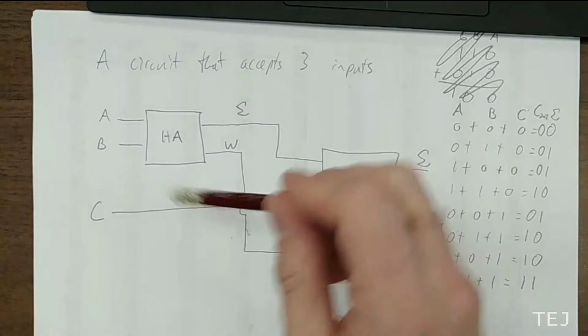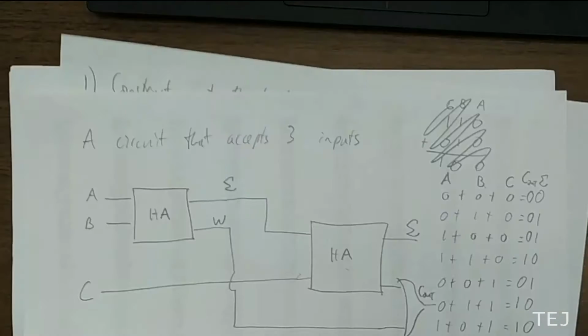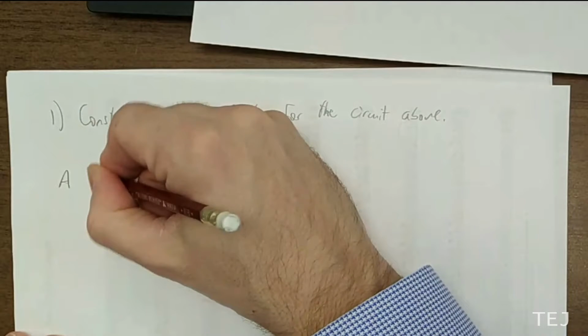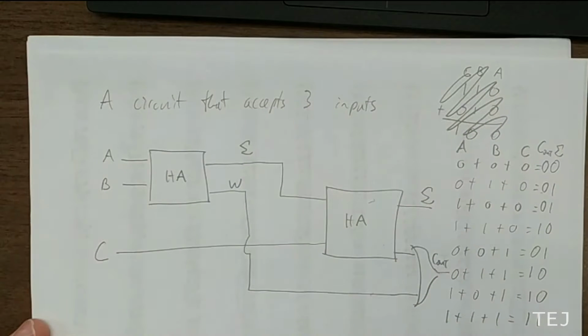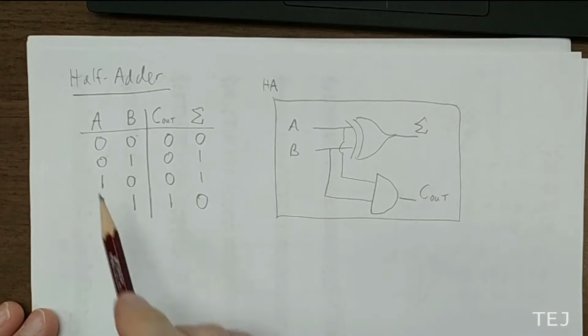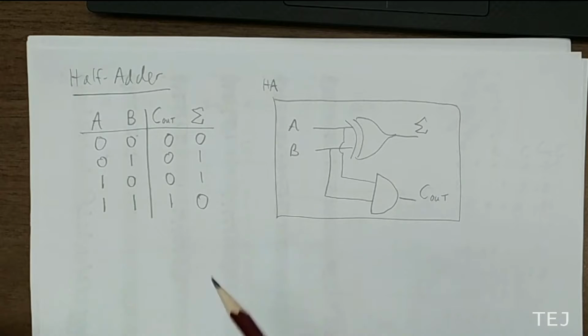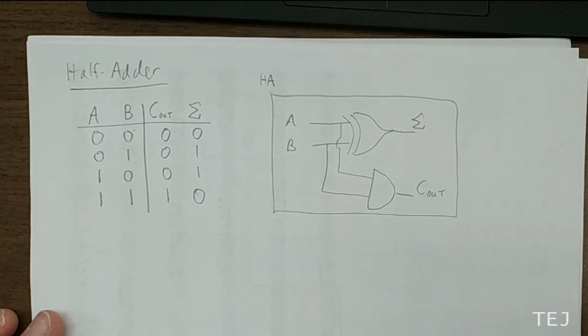Okay, so we want to have A, B, and C as our inputs in our truth table. So I'm going to do A, B, and C. Let me just back up a minute for those of you that might be confused. We started off with this circuit. It's a half adder, and what it does is it allows us to take two single binary digits and construct a circuit that performs addition.